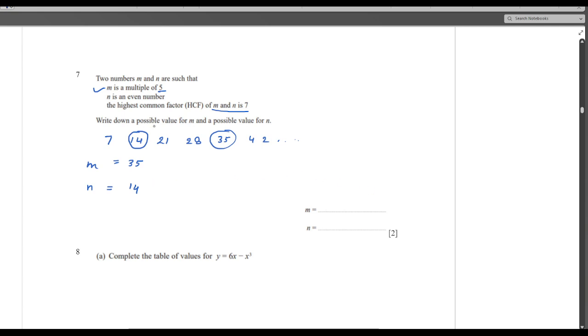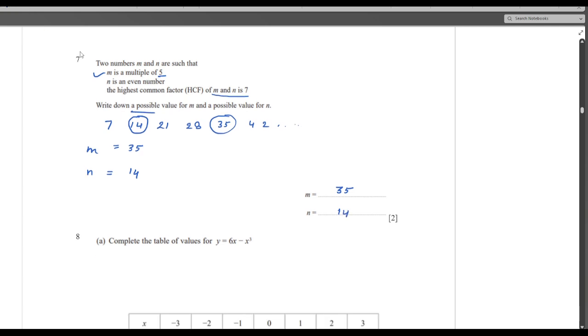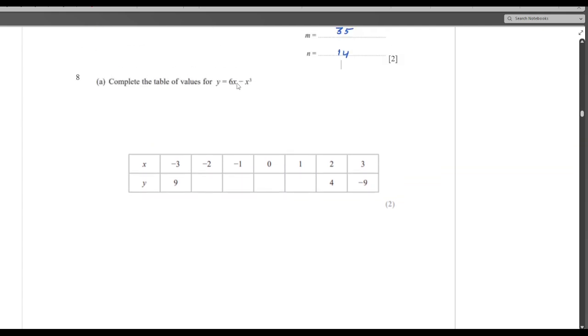Write down a possible value for m and a possible value for n. Only one value has to be written. So for m the value will be 35, for n the value will be 14 or 28 or 42. Now complete the table of values.